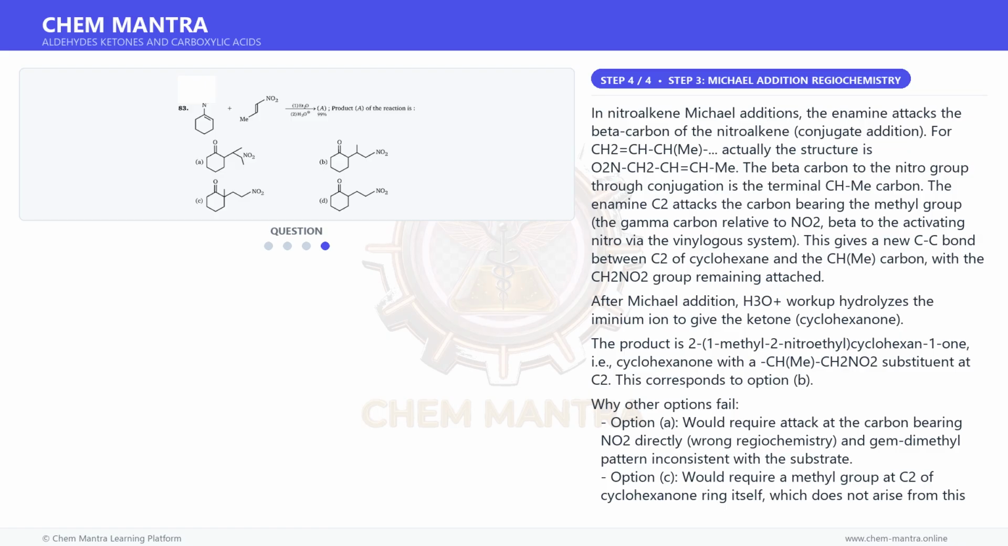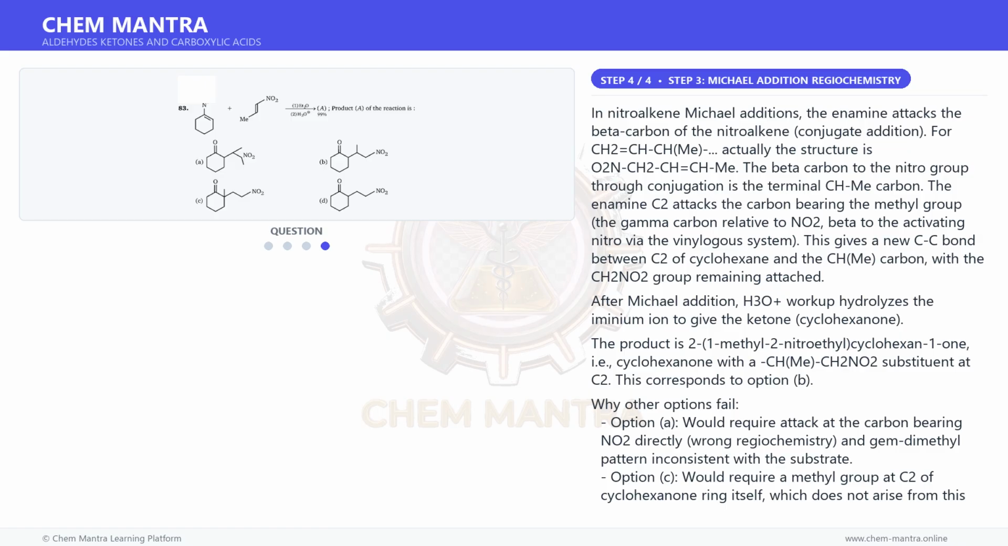This gives a new C-C bond between C2 of cyclohexane and the CH-Me carbon, with the CH2NO2 group remaining attached. After Michael addition, H3O+ workup hydrolyzes the iminium ion to give the ketone, cyclohexanone. The product is 2-(1-methyl-2-nitroethyl)cyclohexan-1-one, i.e., cyclohexanone with a CH(Me)CH2NO2 substituent at C2. This corresponds to option B.